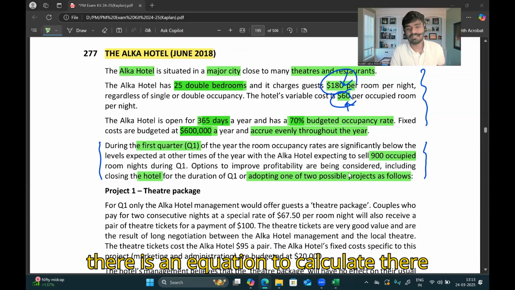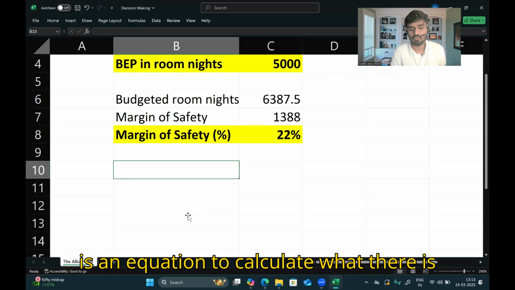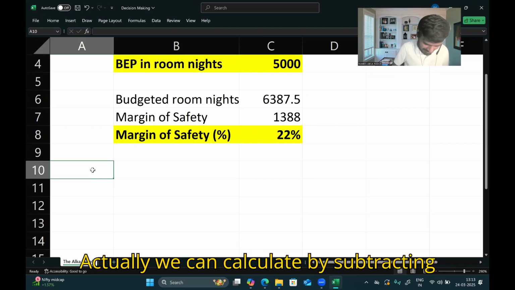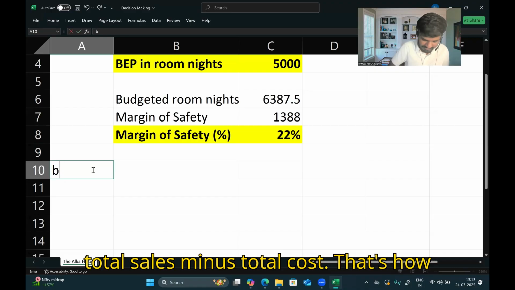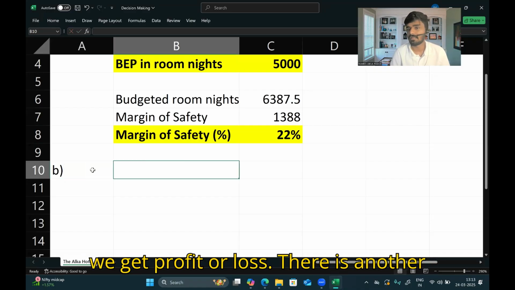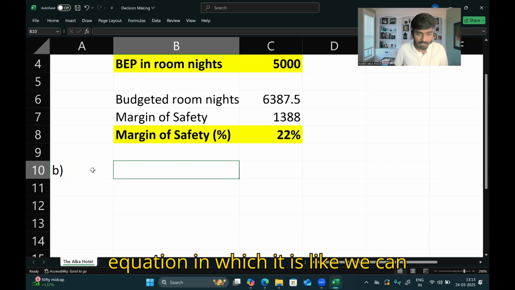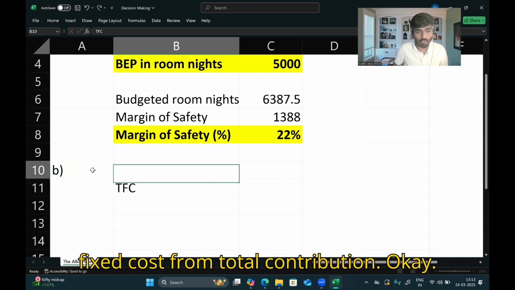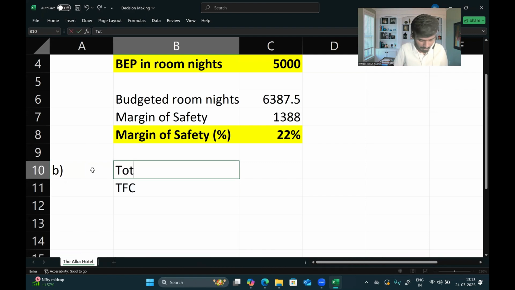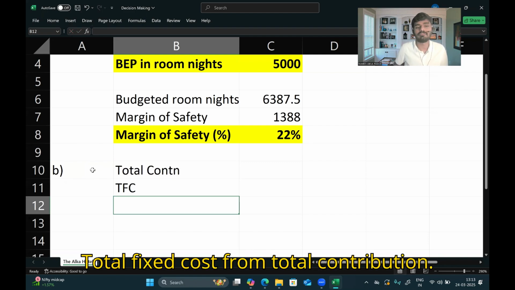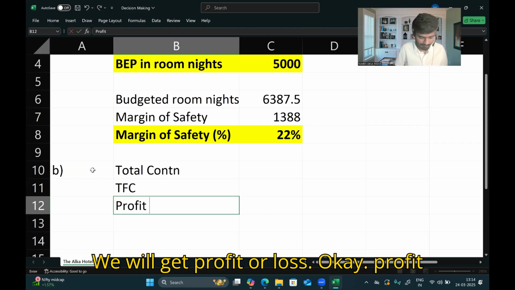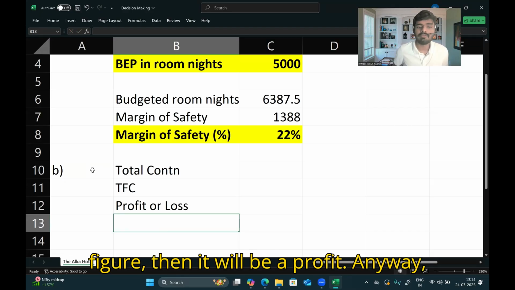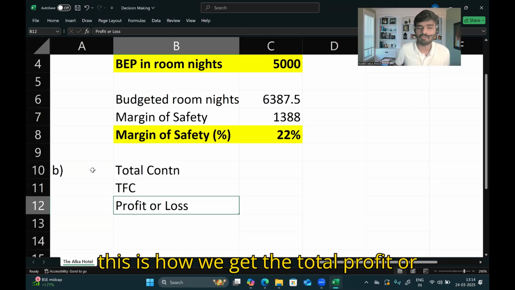Anyway, there is an equation to calculate profit or loss. We can calculate it by subtracting total cost from total sales. That's how we get profit or loss. There is another equation in which we subtract total fixed cost from total contribution. We will get profit or loss. If it's a negative figure, then it will be a loss. If it's a positive figure, then it will be a profit. This is how we get the total profit or loss in Q1.